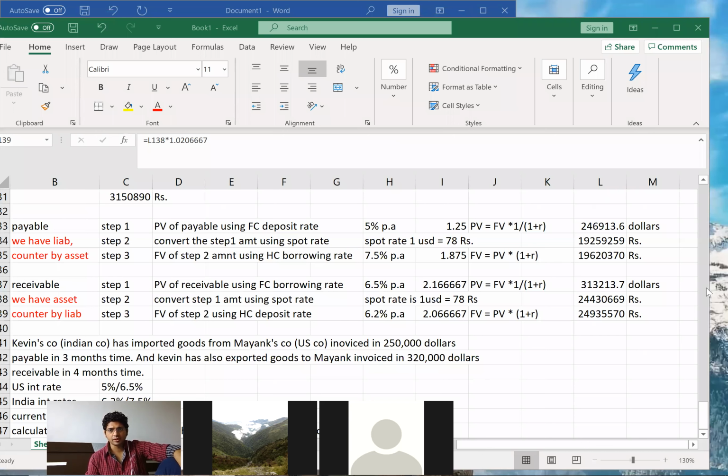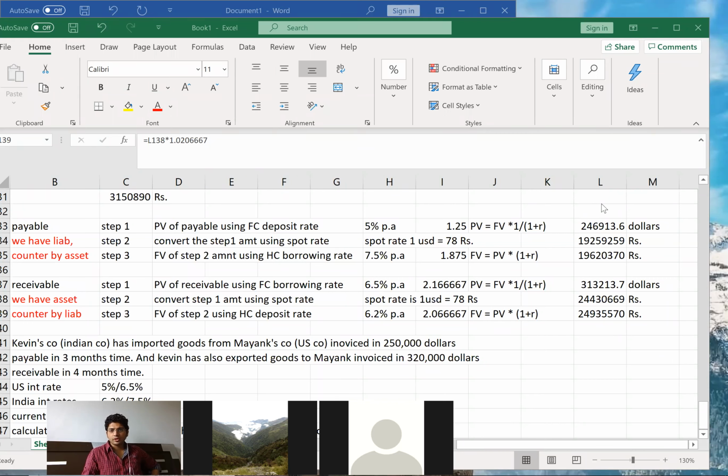Okay. Revise the money market today. And I'll give a homework question now where one sum will be asked by forward contract as well as money market, and they will ask you which one is better. Anyone has any doubt in calculation, ask me.